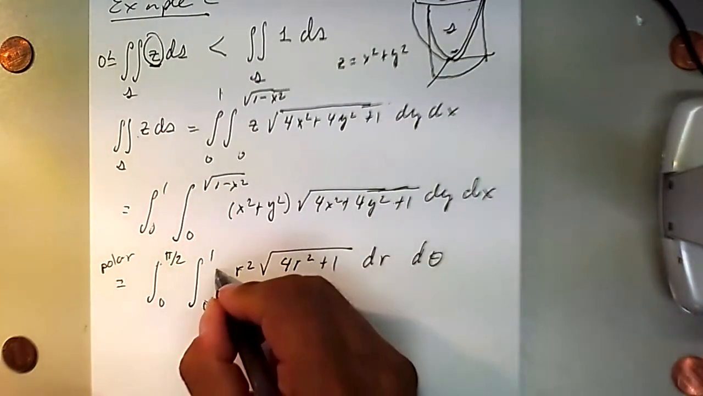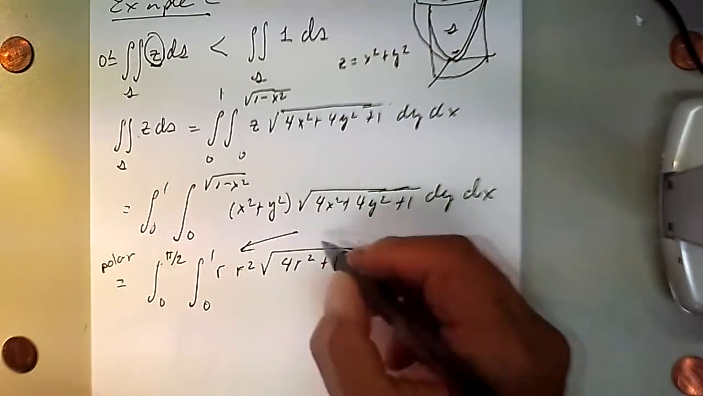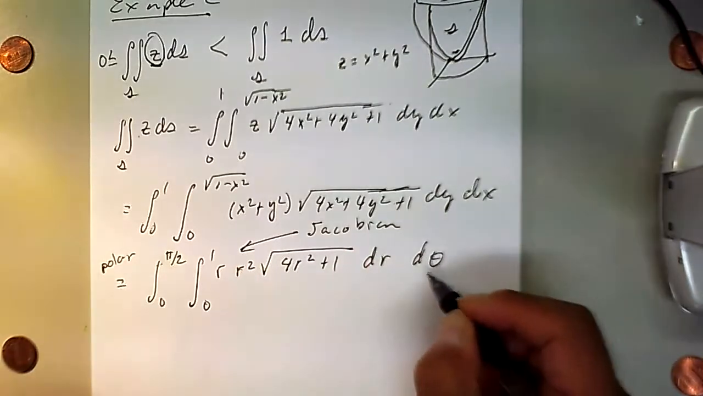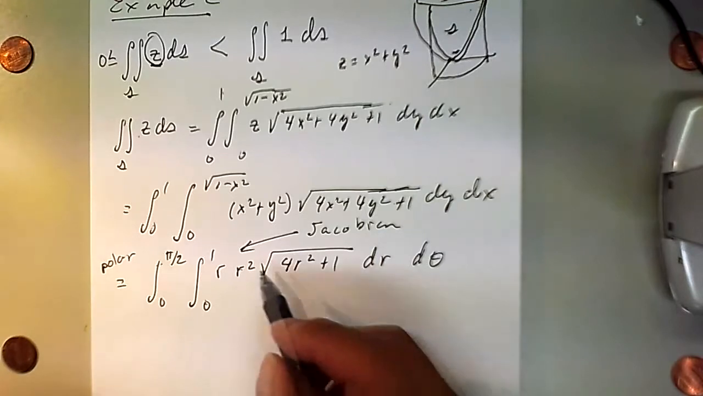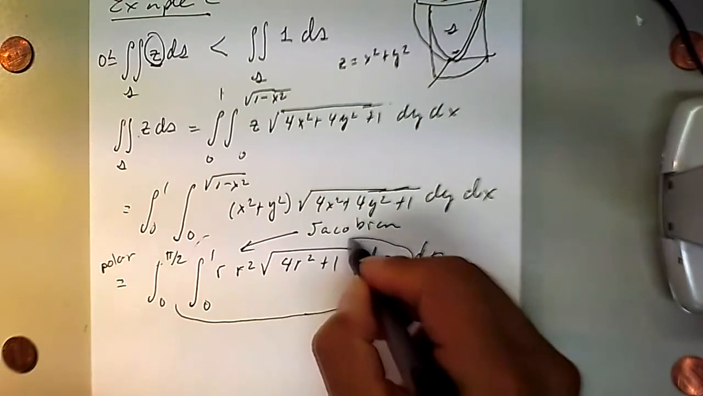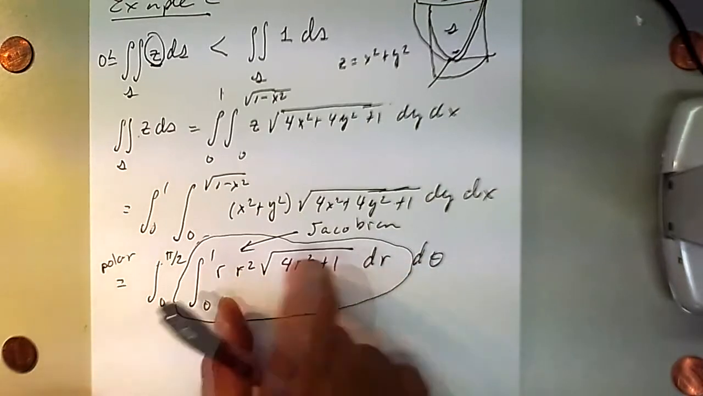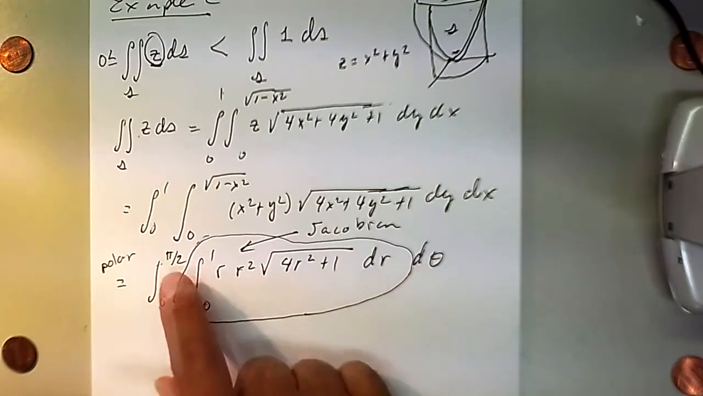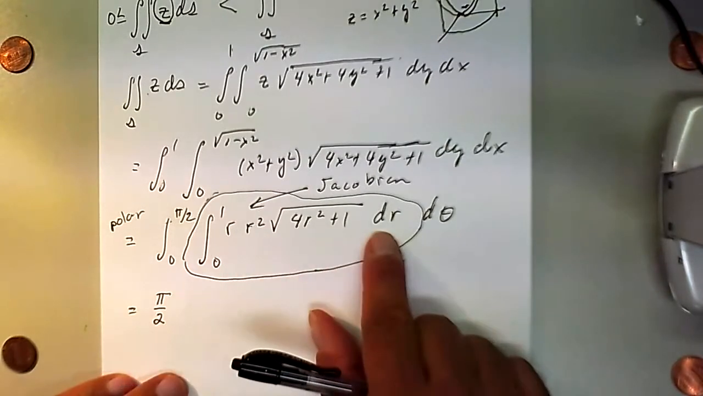But let's not forget an extra r, because every time we change from Cartesian coordinates to polar coordinates, we need to include the Jacobian. So that's the price we pay whenever we do this kind of change of variable. Now, as in the previous example, this that I'm circling has no theta whatsoever. So we can factor this out from the integral from 0 to pi over 2 d theta, which is going to be just pi over 2. That's one of the mistakes I made in the previous example, pi over 2. And now we can integrate this.